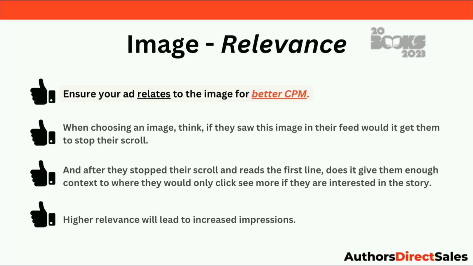Now, when it comes to images, you really want to make sure that your image relates for better CPMs. So make sure that whatever your image is, it relates with your book, with your primary copy. It doesn't have to be an exact image. A lot of the time, we just had a book cover. It was literally just a book cover with great primary copy, and it scaled really well, because obviously it relates.